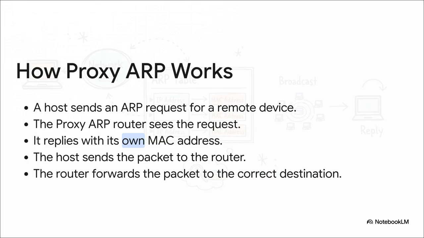The original computer is completely fooled. It now thinks the router's physical address belongs to the computer it wants to talk to. So it sends its data packet right to the router. The router then catches that packet and acts like a middleman, forwarding it across the boundary to the actual destination. It's a pretty clever trick, right? Which is why you'll sometimes hear it called an ARP hack.